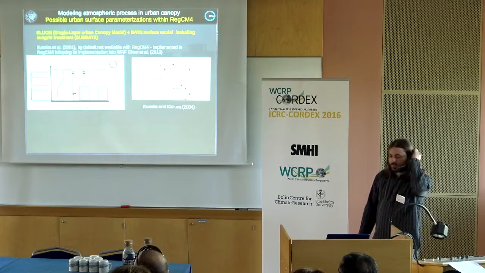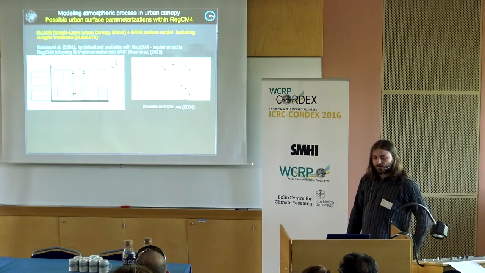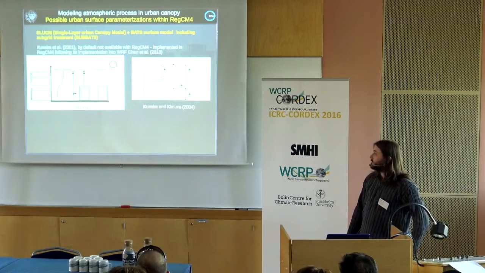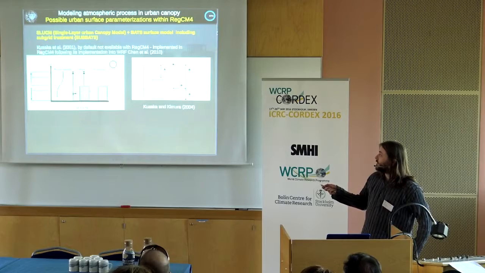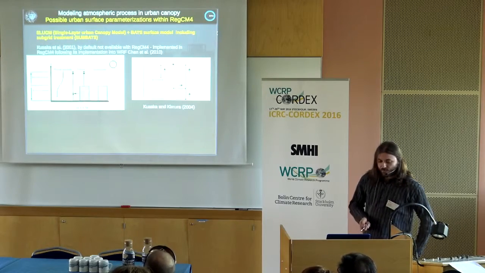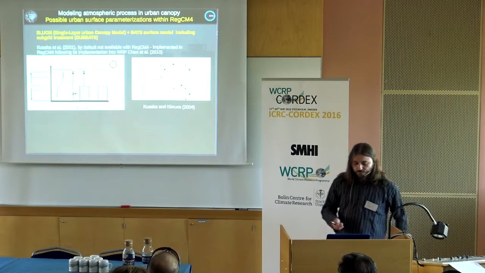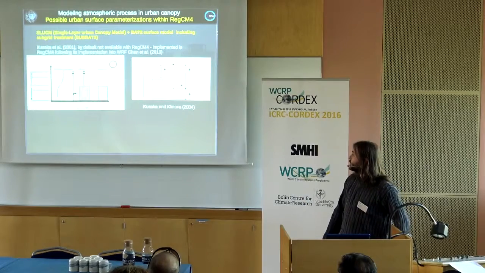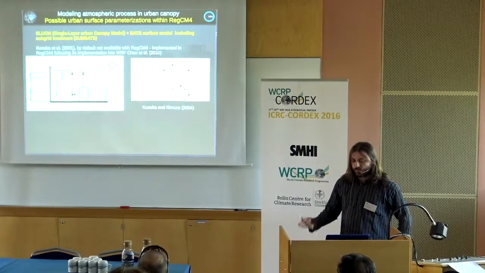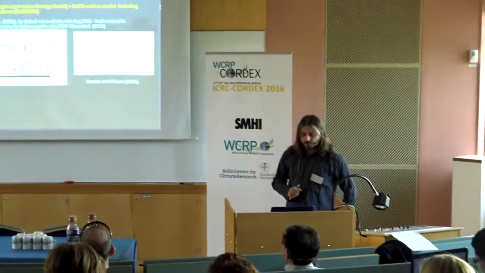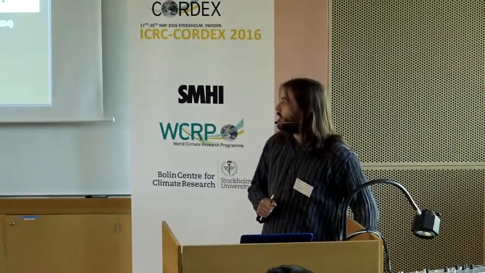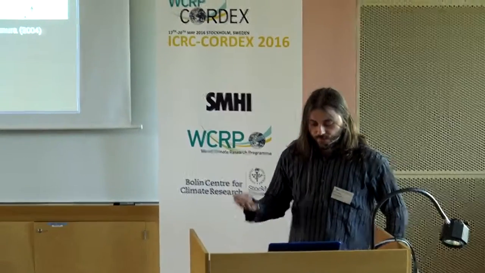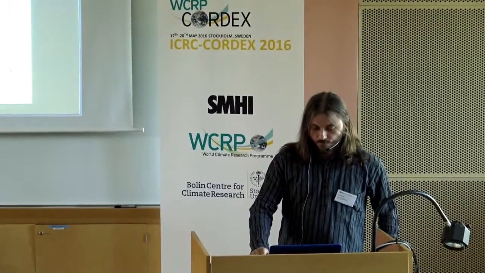What we use is the single layer urban canopy model, adapted from what is in the WRF model, but we adapted it for the RegCM4 regional climate model from ICTP. It's single layer, so a very simple one, but for the longer runs that we need for climate modeling, it's probably the only option to have a very simplified model.